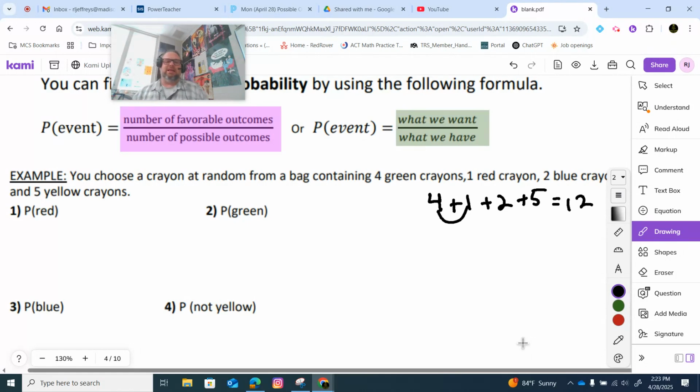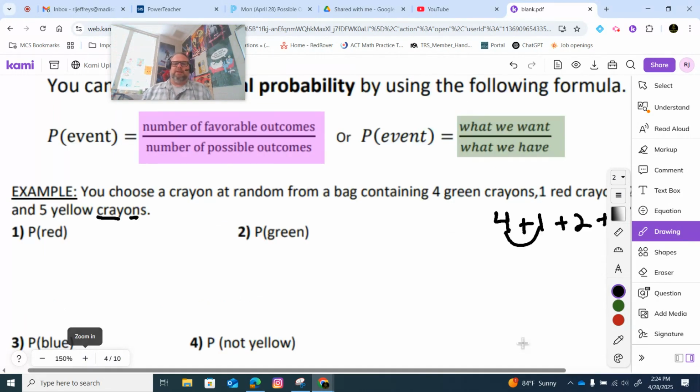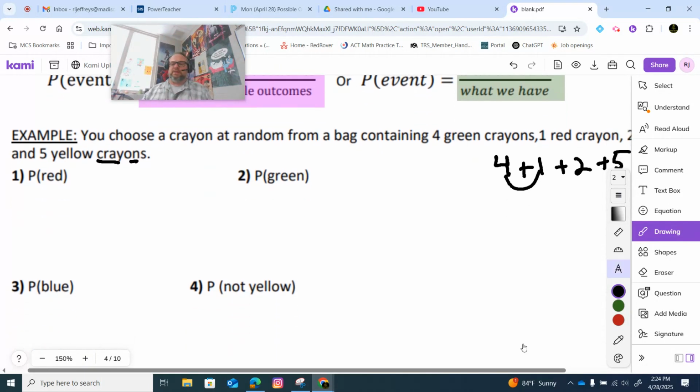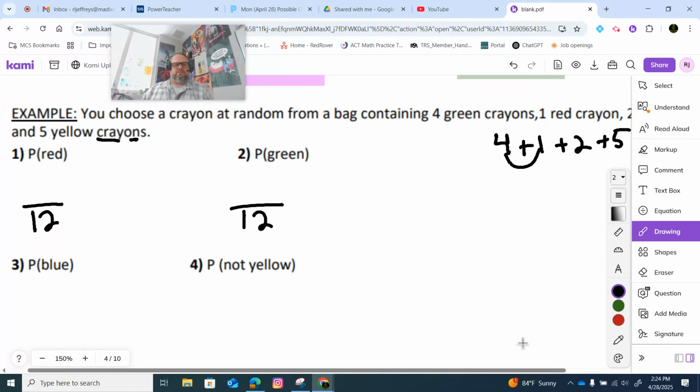Now, crayons, not crowns. Crowns are something that you wear on your head. Crayons. All right, so each one of these, our denominator is going to be 12 because that's what we have. We have 12 crayons. 12, 12. We got 12 here. We got 12 here.